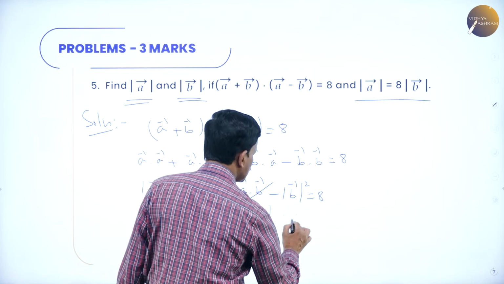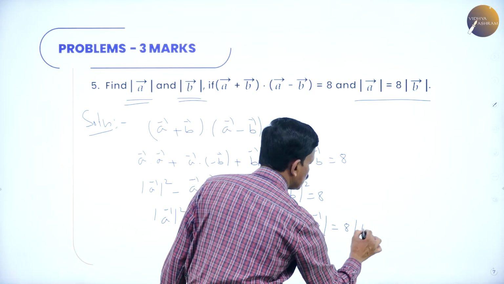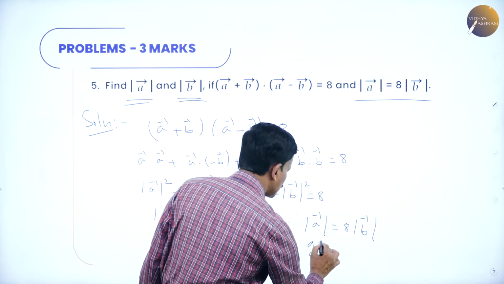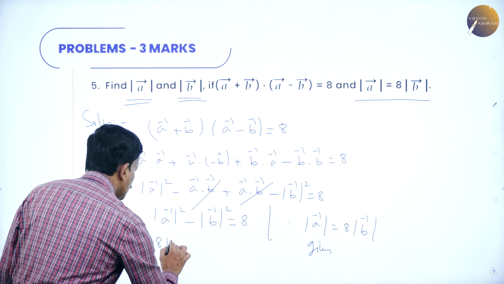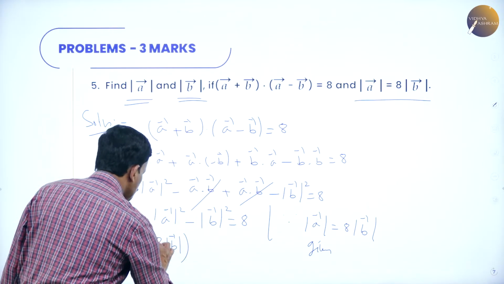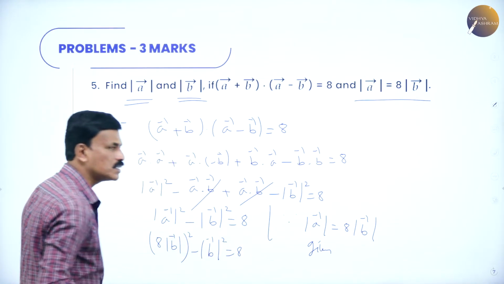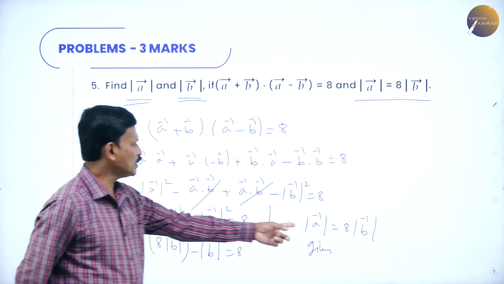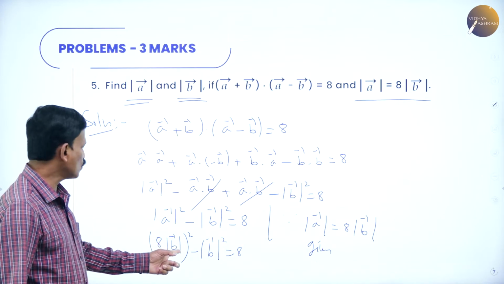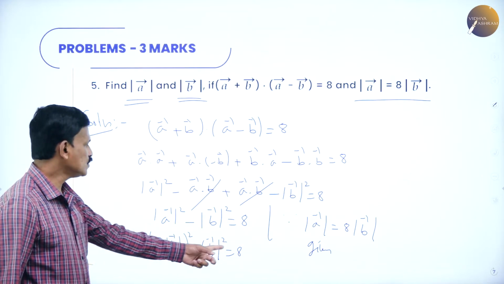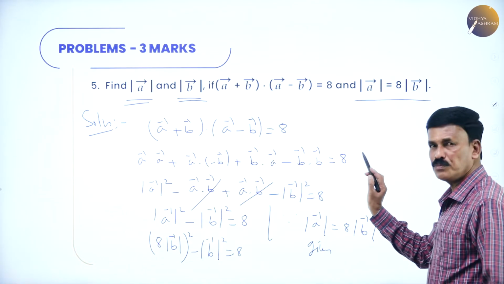But it is given. What is given? Length of A is equal to 8 times the length of vector B. This is the given condition. Substitute here. If I substitute length of A, this is 8 times length of B whole square minus length of B whole square is equal to 8. See, length of A is nothing but 8 times the length of B vector. Simplify this. Hope you followed this much.